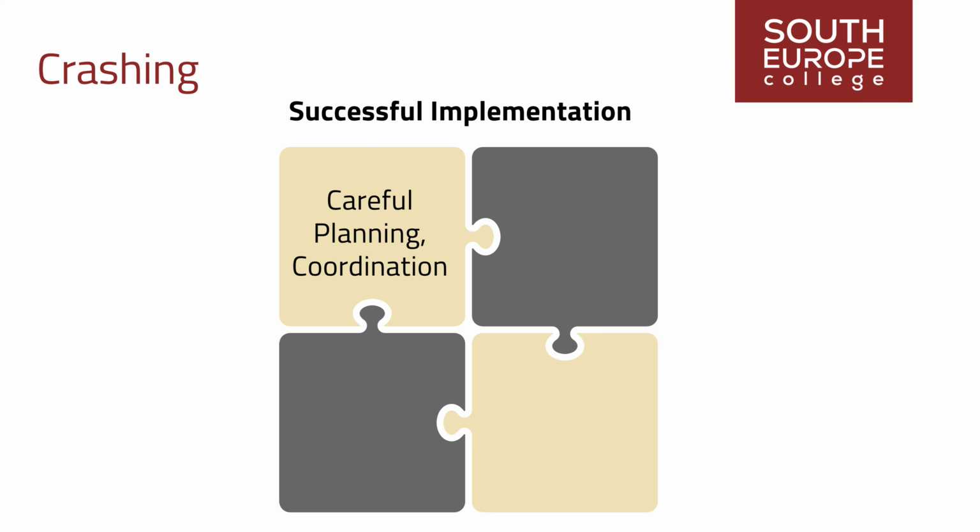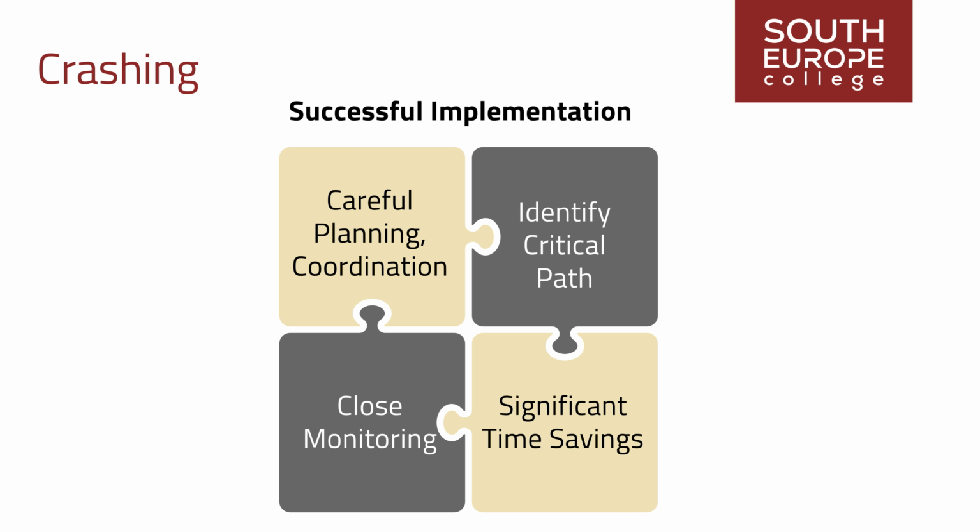Project managers must accurately identify critical path activities and prioritize them for crashing based on their impact on project duration and overall project objectives. Additionally, close monitoring of resource utilization and project progress is essential to identify potential bottlenecks or issues arising from crashing activities. Organizations can achieve significant time savings and enhance project outcomes by adopting a strategic approach to crashing and maintaining a proactive stance toward risk management.